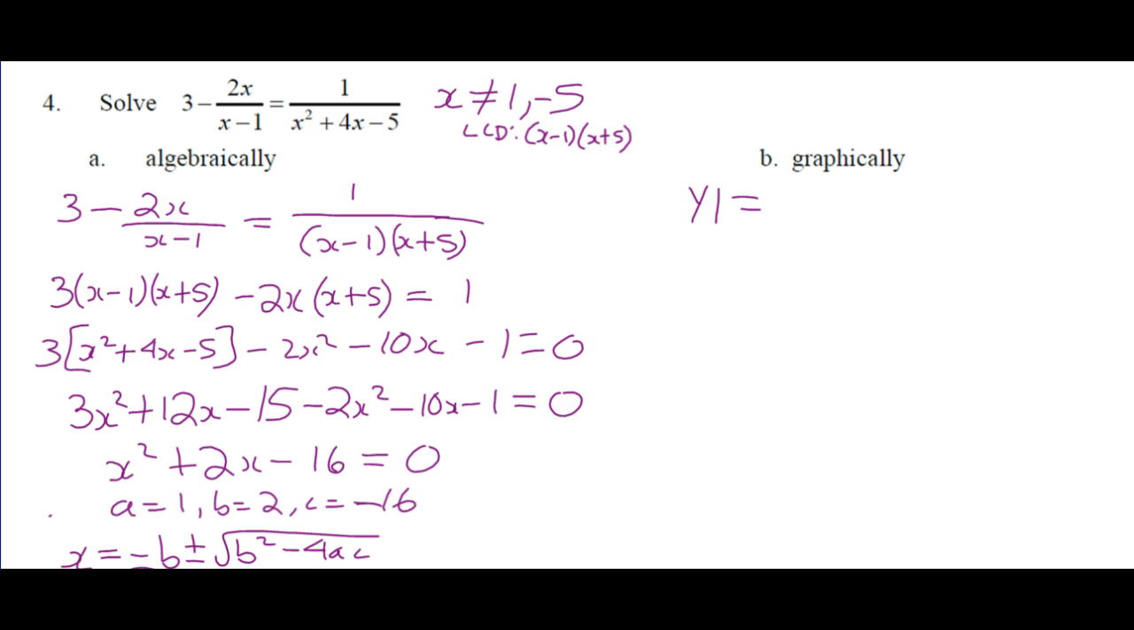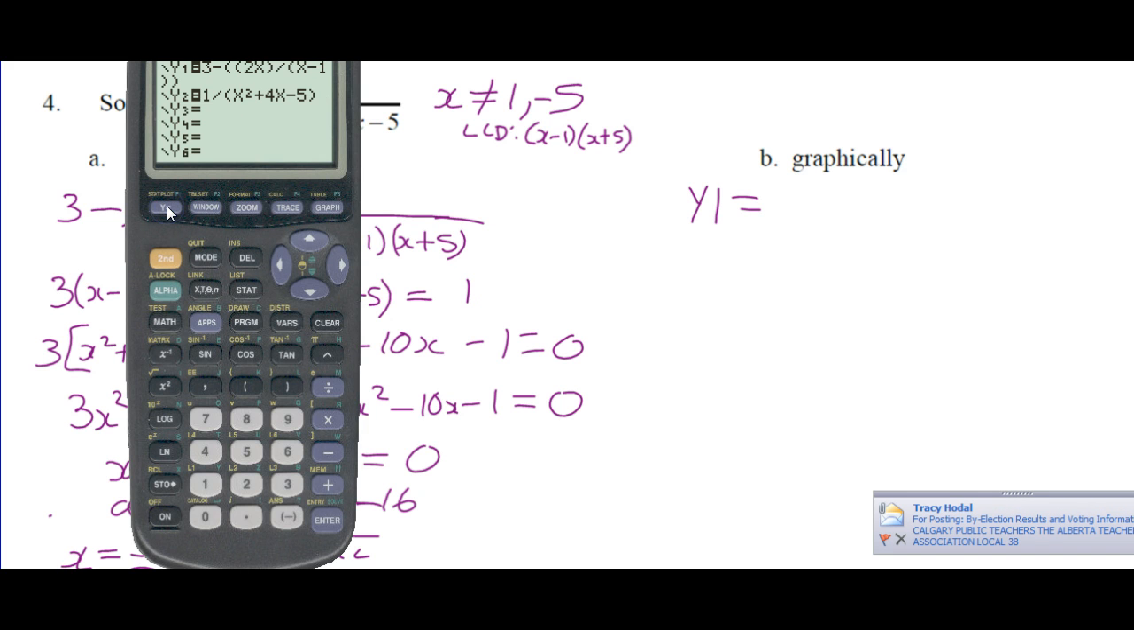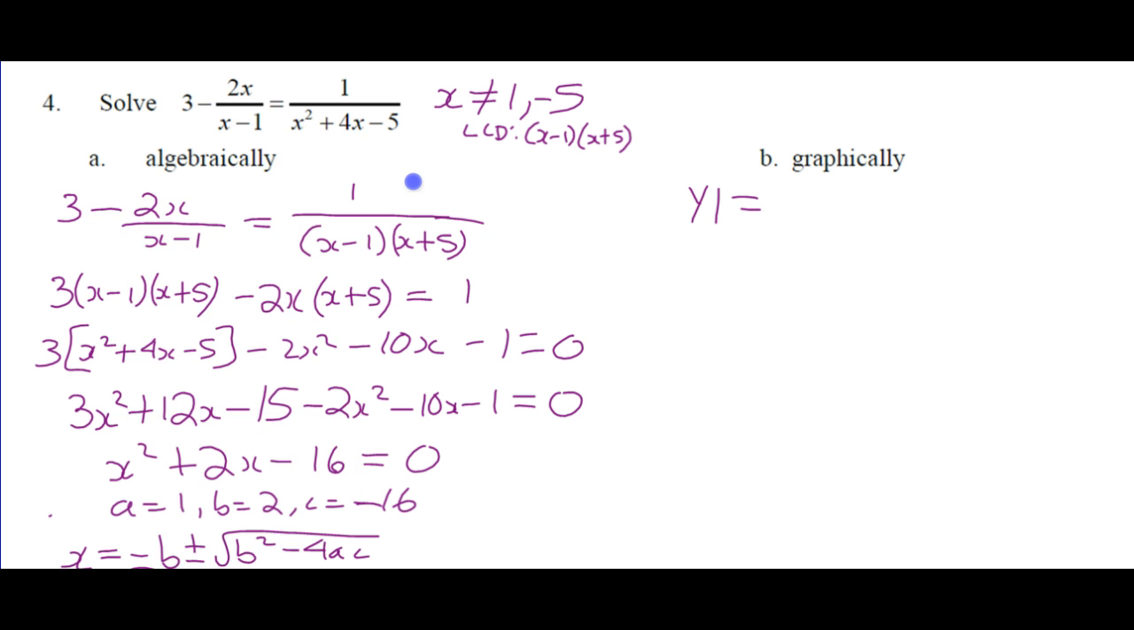Okay, so here's algebraically. Graphically, we do not want to get this, which is the result of graphing y1 and y2. Graph, not easy to see, right? You can tell there's something here, but you have no idea there's something here, I don't think.